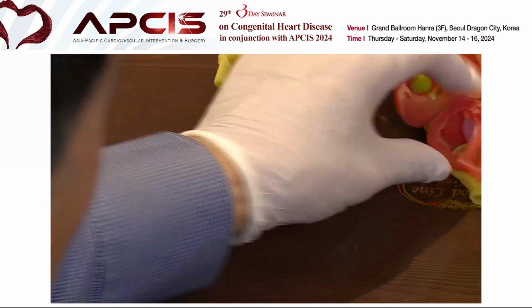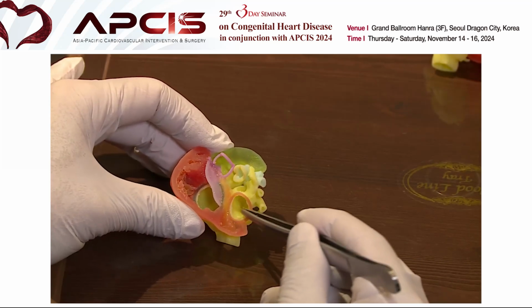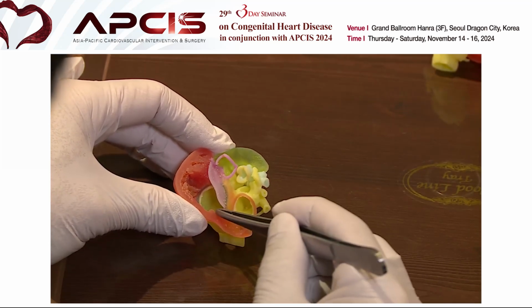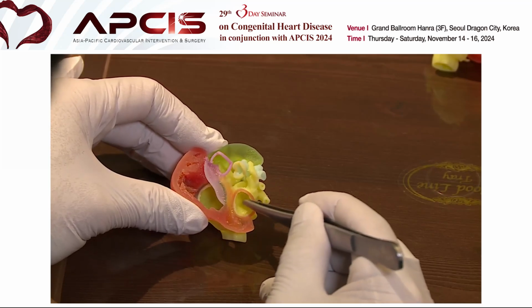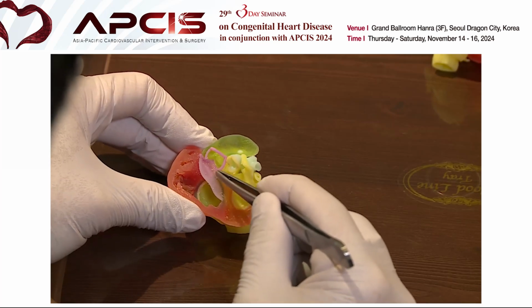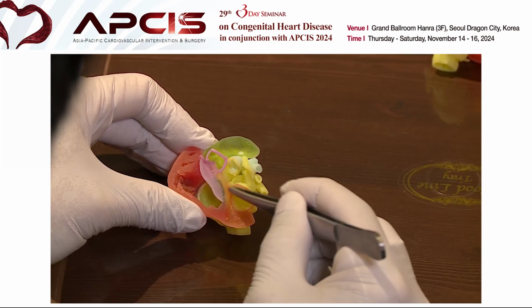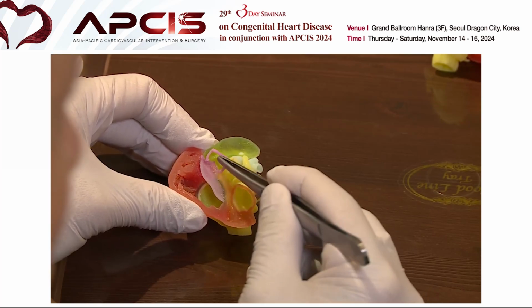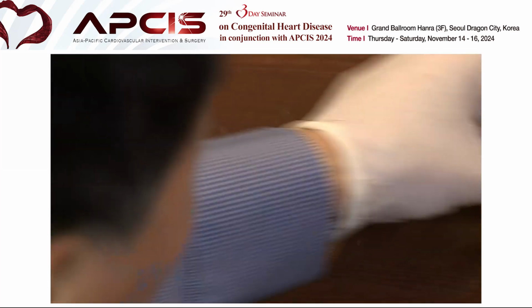Okay. So this is the simulation of the surgical outcome. This is mitral valve. This is the left ventricle. This is the right ventricle. This is that baffling leading to left ventricle to aorta. And then if you look at this, if there is room to shave out ventricular infundibular fold a little bit, your outflow tract will be much, much less obstructed.